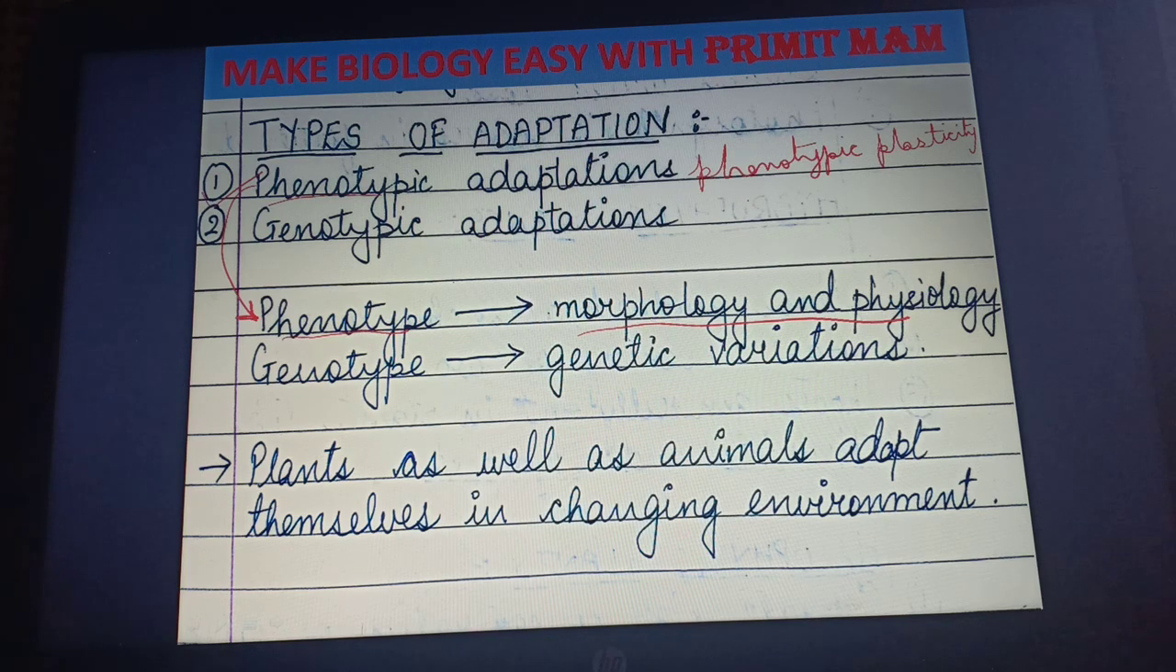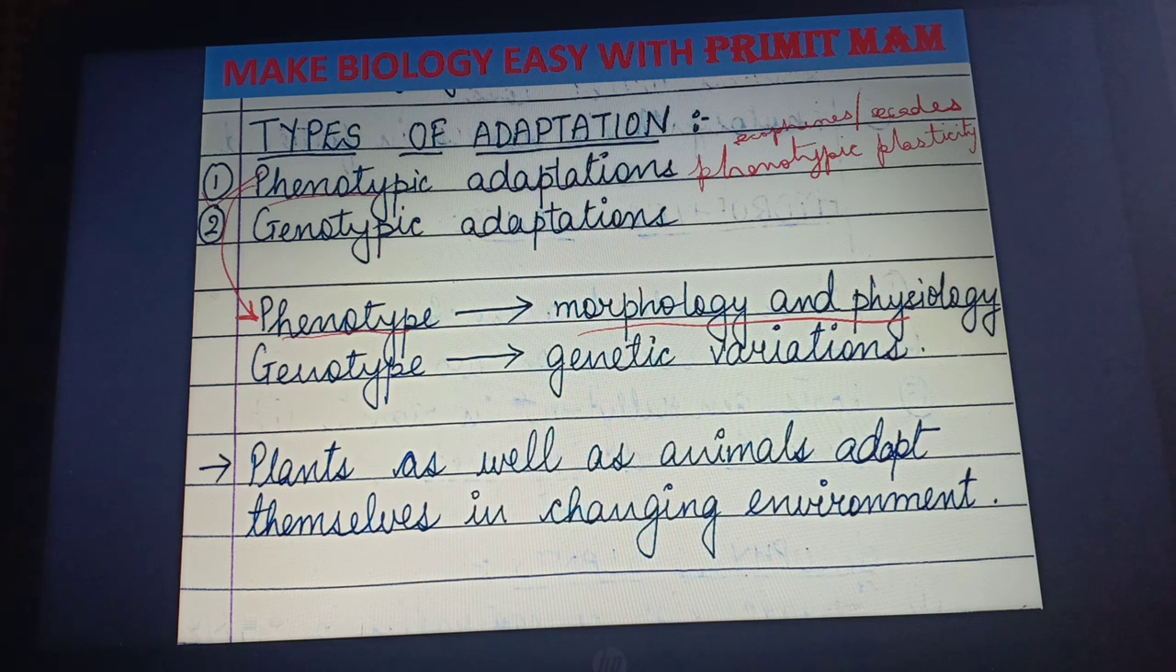The phenotype variants formed in a population due to changes in environment are called ecophenes, or they are also called ecads. So that is all about phenotypic adaptation.